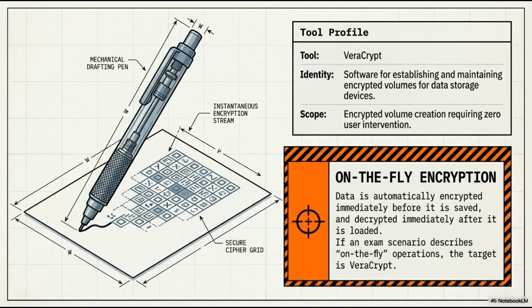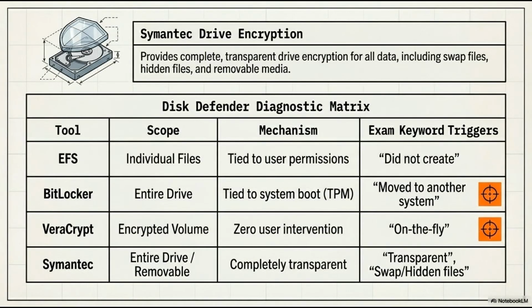Let's look at slide 7, titled Symantec Drive Encryption and Disk Defender Diagnostic Matrix. Okay, Symantec. Yeah, briefly covering the Symantec visual, it's a hard drive sitting under a transparent shield. Which represents its nature. Symantec provides complete, transparent drive encryption for all data. Covering swap files, hidden files, removable media. Yeah, it's heavy-duty enterprise stuff, but it runs quietly in the background.